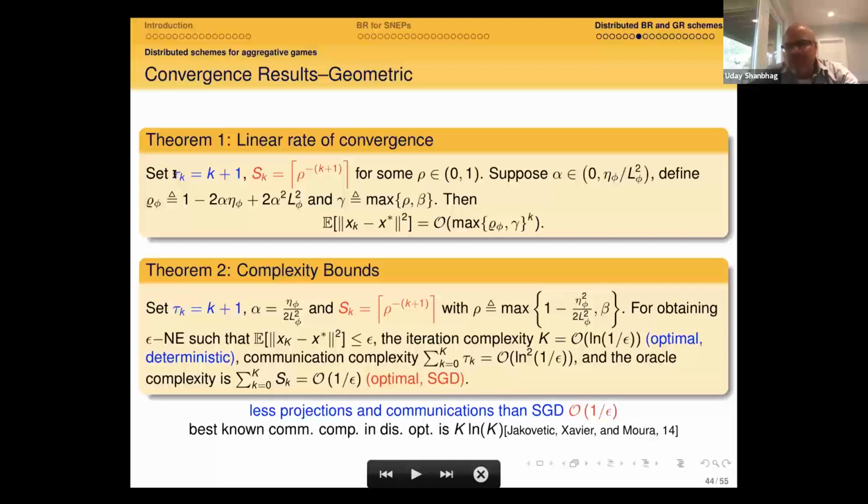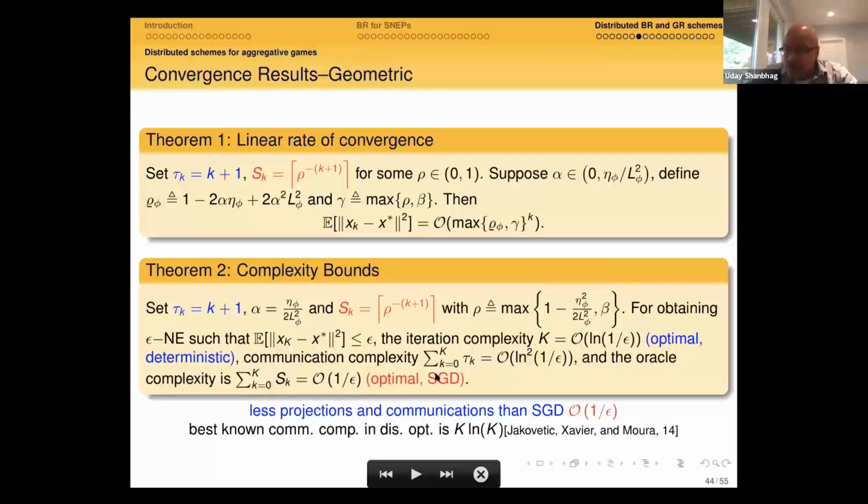And what did we need for that? We needed that the number of communication rounds grows at a linear rate in terms of k, and the number of samples grows at a geometric rate. Now you might say, well, that seems excessive, and we'll revisit that question. So if this grows at a linear rate, and this grows at a geometric rate, what you're able to show is you get a linear rate of convergence. And the complexity in terms of communication is order log squared. And the oracle complexity, which is the number of gradients that you need over the entire span of the algorithm so as to produce an epsilon Nash equilibrium, is order 1 upon epsilon.